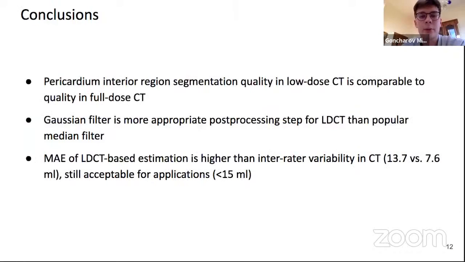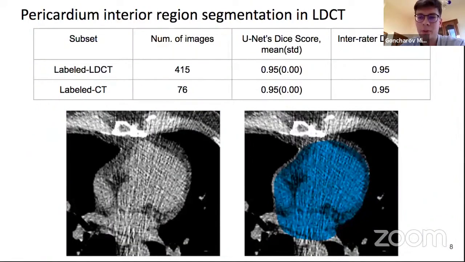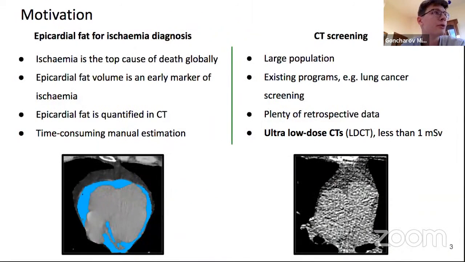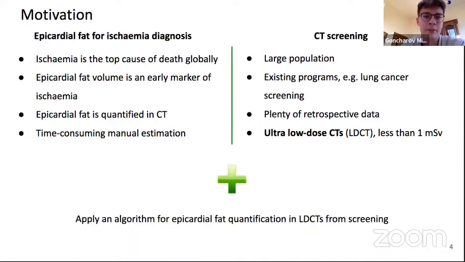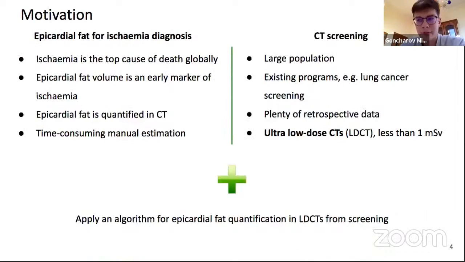Okay, it's a good question. We used a private data actually from the mentioned lung cancer CT screening program in Moscow. So this is private data, and these patients actually do not have symptoms of ischemic heart disease, but actually we found out a lot of patients with large epicardial fat volume, so they are at risk of having ischemic heart disease in the near future. I hope I answered your question.